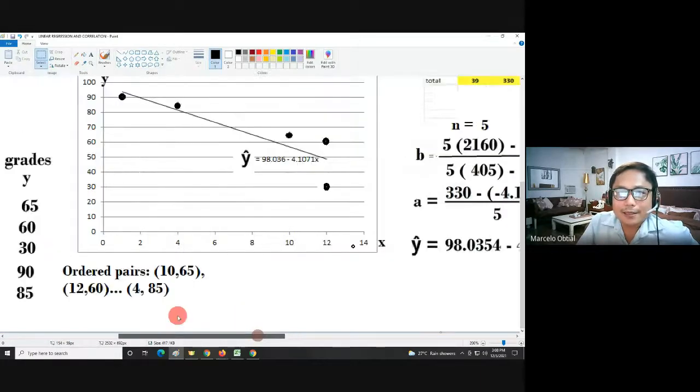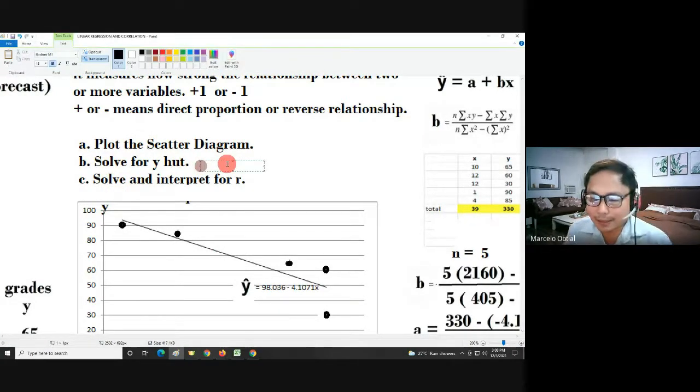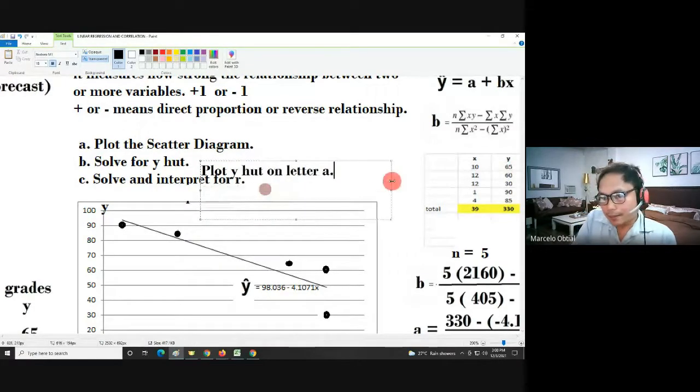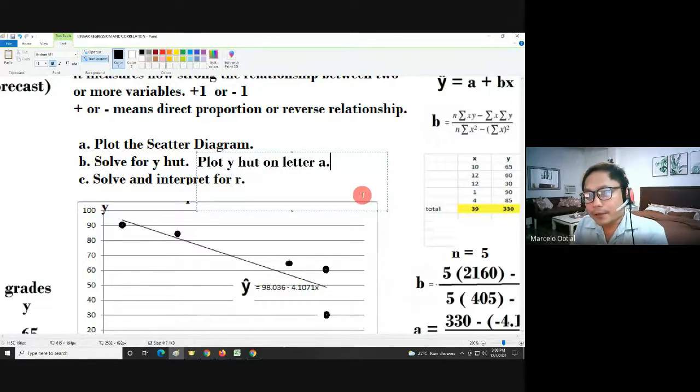Now, the next required here, you're asked to, nakalimutan ko, plot y hat on letter A. I'm talking about the required in letter A, ha? Not to plot in A. Okay, literal nyo. Plot y hat on letter A or the scatter diagram. Letter A or on the scatter diagram na lang.